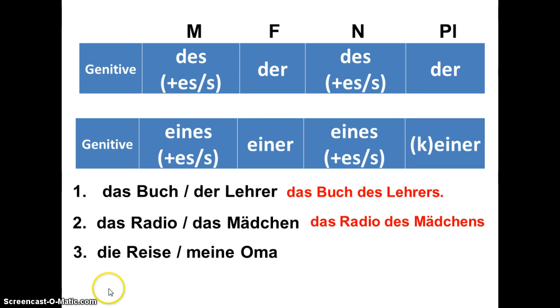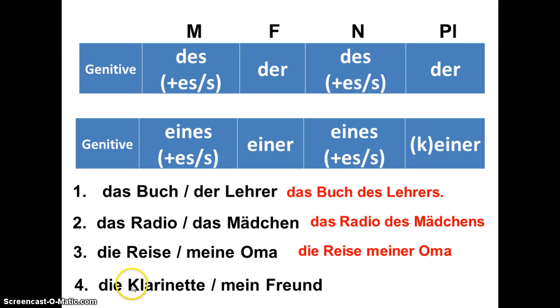In the third example, I want to say the trip of my grandma. In English, you'd be saying my grandma's trip, but it's reversed. So we start with the trip. That word will stay the same. Reise will stay the same. But my grandma, now notice that this is an ein word. And again, this is new because grandma is feminine. So I jump up here to the feminine chart and I say, instead of saying meine, I'm going to say meiner. And it's going to end in that. It's going to say of my grandmother. And you'll end up with die Reise meiner Oma.